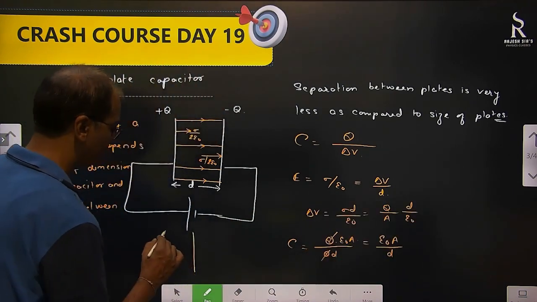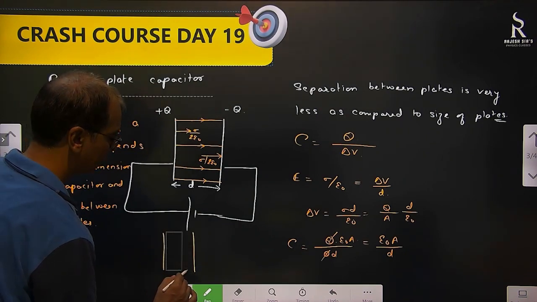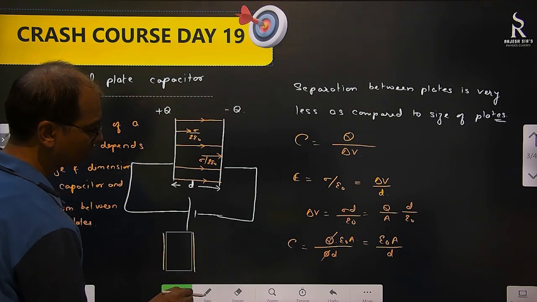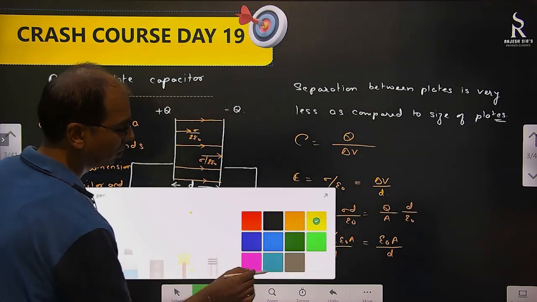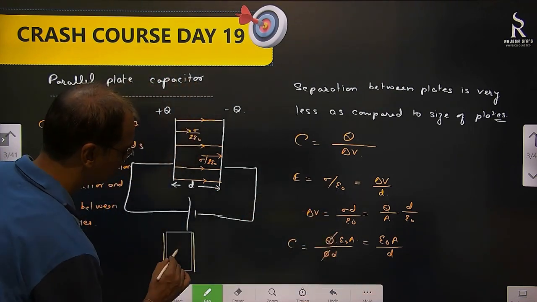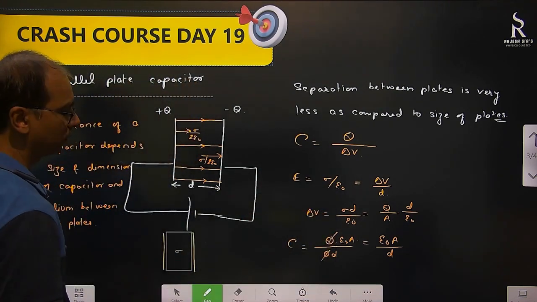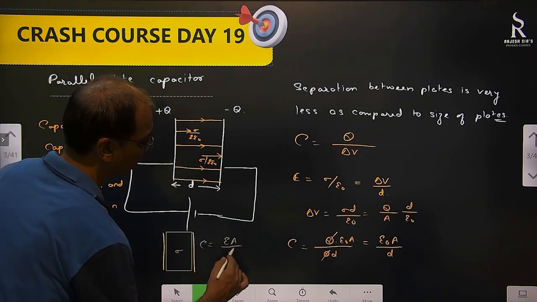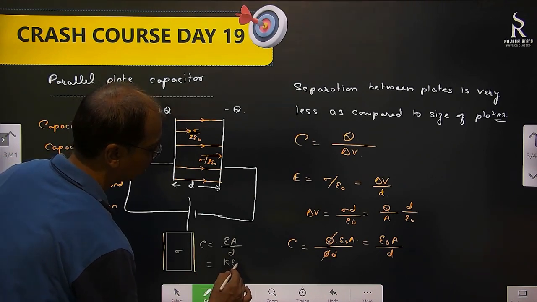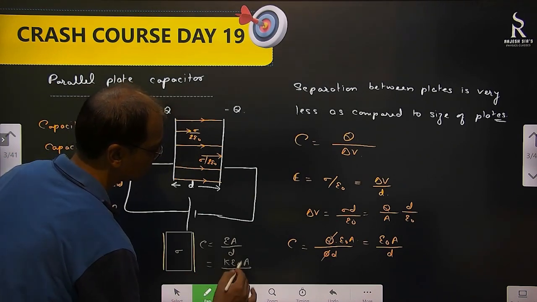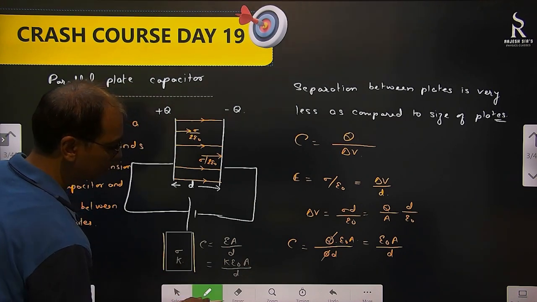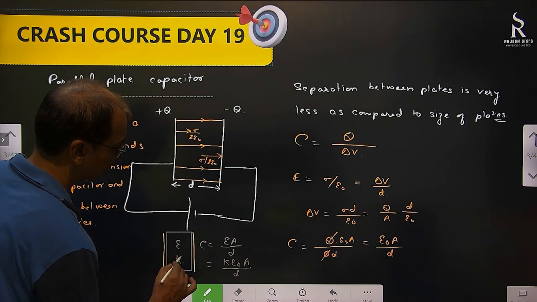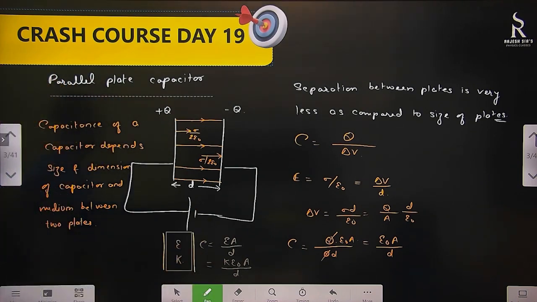If we fill it fully like this, and we say that its dielectric constant is K or permittivity is epsilon, then in this case what will be C? C will be epsilon A by D, and epsilon we will write as K epsilon naught. Here I made a mistake, this is epsilon. So it becomes K epsilon naught A by D.